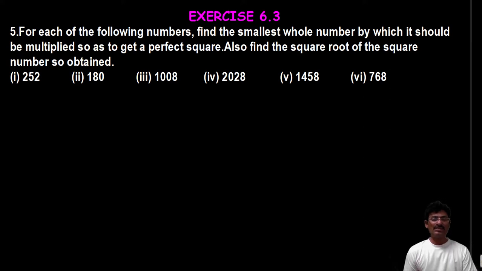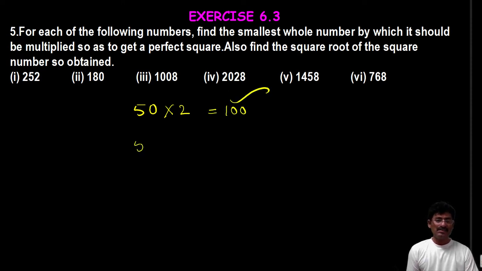So here we are given some numbers. These are not perfect squares. We need to multiply these numbers by another number so that they become perfect squares. For example, suppose I take 50. 50 is not a perfect square. Now if you multiply this by 2, it will be 100, and this is a perfect square.